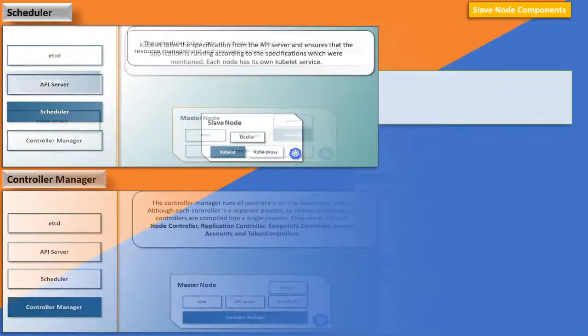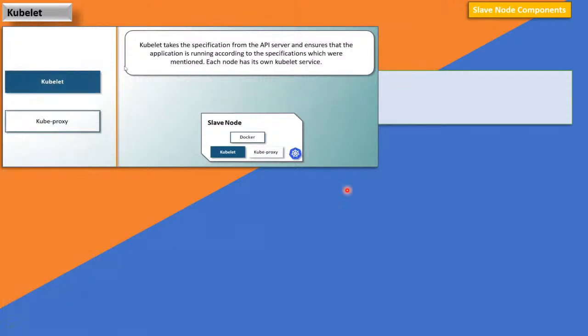Now we are coming to the worker node. There is kubelet, as we have said. Kubelet takes the specification from the API server. So kubelet cannot do anything of its own. The decision has to be taken by the API server, and kubelet has to carry it out. That poor guy has to carry out all the instructions that come from the API server and ensure that the application is running according to the specifications which were mentioned.